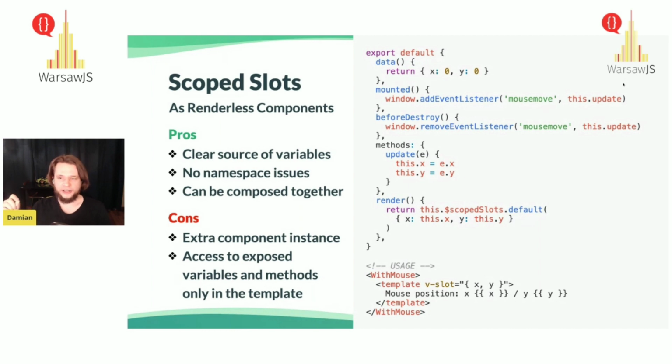The other con is that you can only access those properties within the template. So if you wanted to use X and Y somewhere within the script tag of the component that is using this with mouse renderless component, you can't really do that. So that's not great.